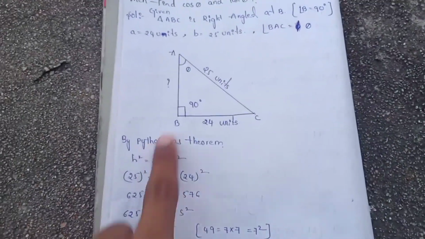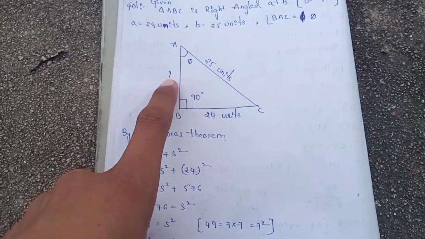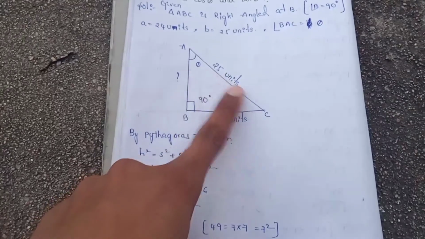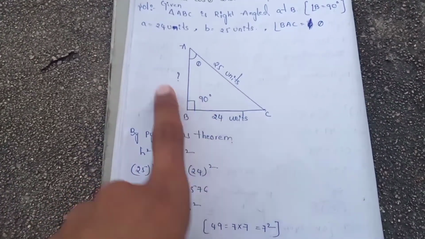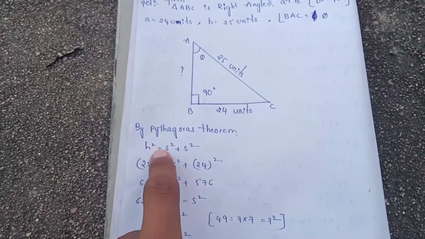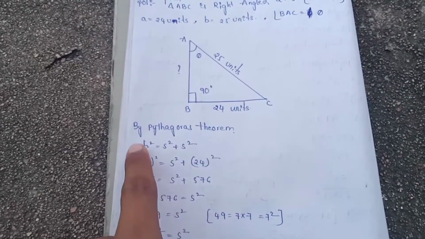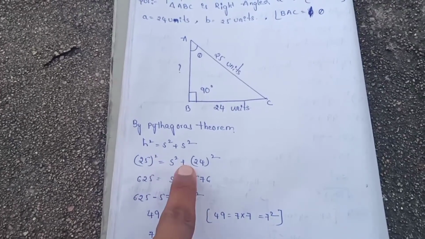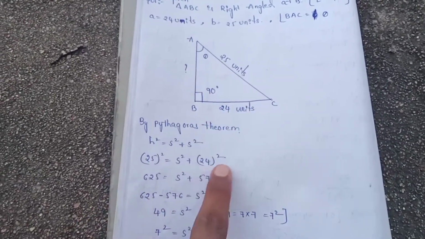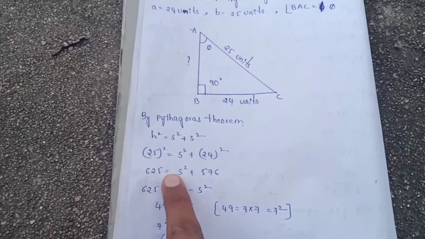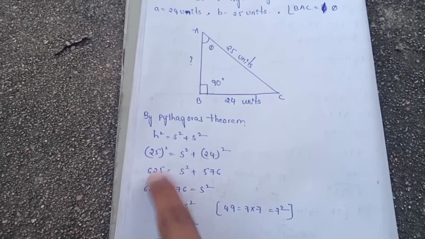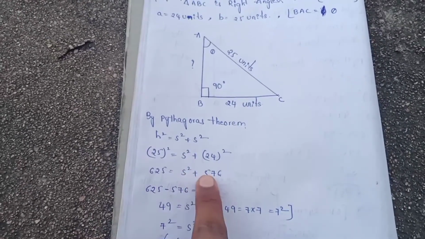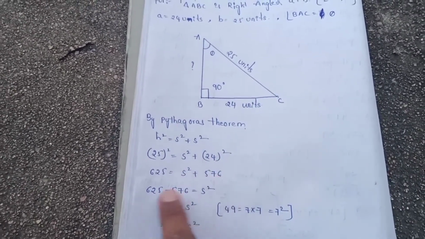See, what is here? A side is not mentioned. Now we have to find out the side. What is mentioned here? Hypotenuse and one side. Another side is not mentioned. Hypotenuse square is equal to side square plus side square. What is the hypotenuse here? 25 units. 25 square is equal to side square plus, again, one side, 24 square. 25 square is nothing but 625, equal to side square plus 24 square, which is 576.